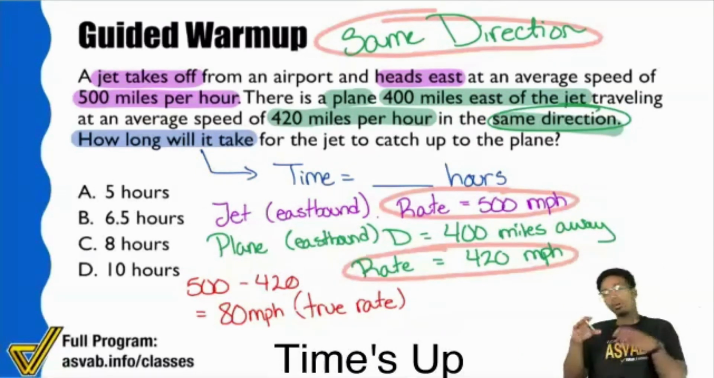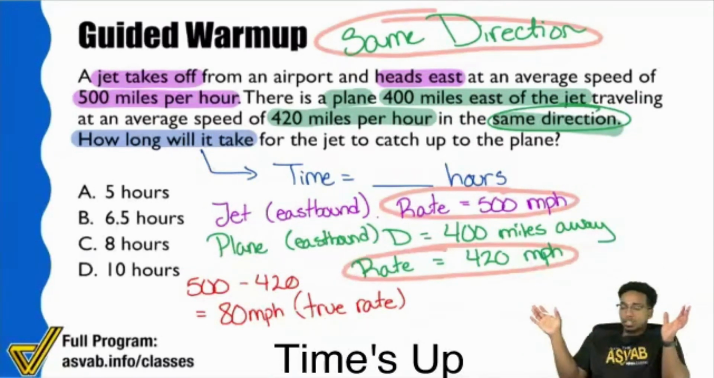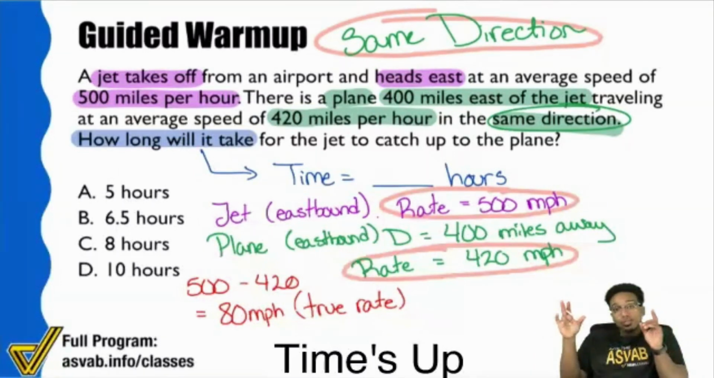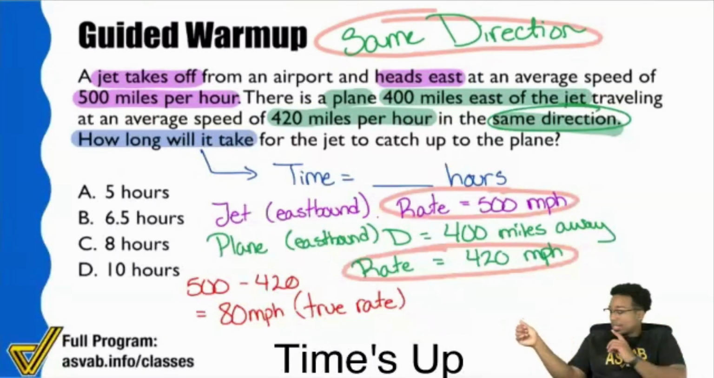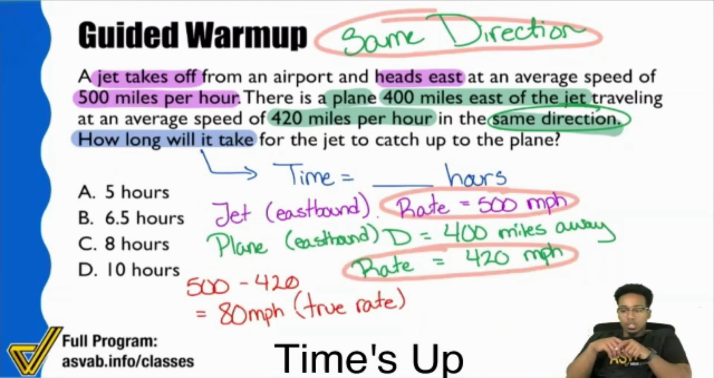So let's just take a pause for a brief moment. Let me lean back in the chair. Let me just ask y'all real quick. Do you understand? Not how we got the 80, but why we got 80 miles an hour. Yes or no? Do you understand why we got 80 miles an hour? Again, same direction means subtract. We have two rates, 500 and 420. Subtract those, we get 80. Yeah, no worries, Ashley, for sure.